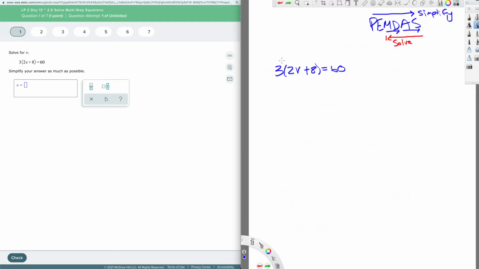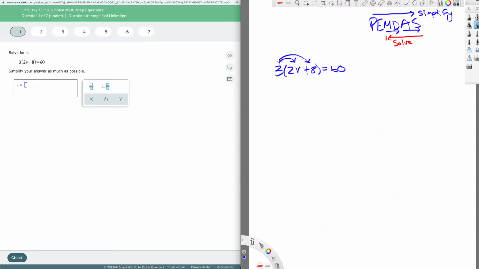I can distribute this 3 like this. Or, this is multiplication, so since the entire piece is being multiplied here, I could actually divide both sides by 3 as well. Either way, we'll remove the parentheses. It just depends on which way you're used to seeing that. I think in class we're more used to doing it this way, so I'm going to stick with the distribution.